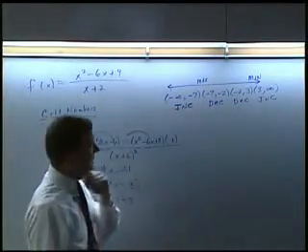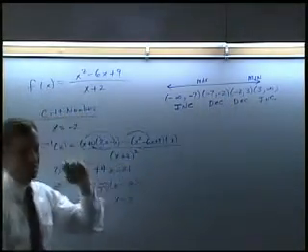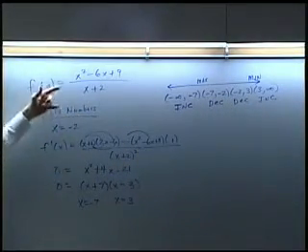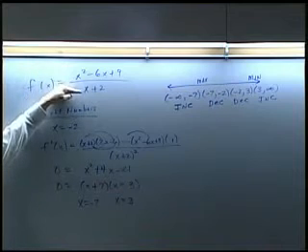By the way, just to talk about this, what is going on at negative 2 in this example? Look back at the original problem. What's happening at negative 2?